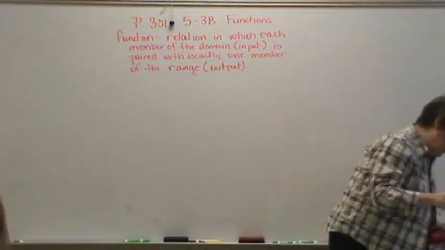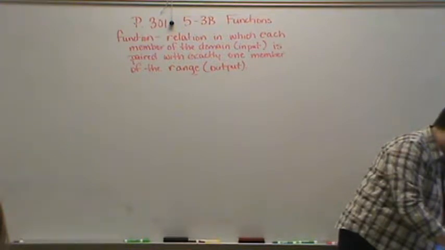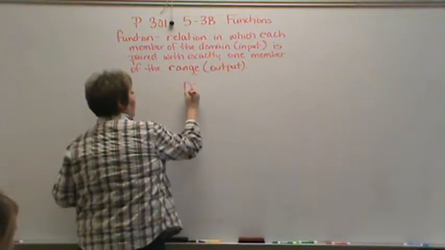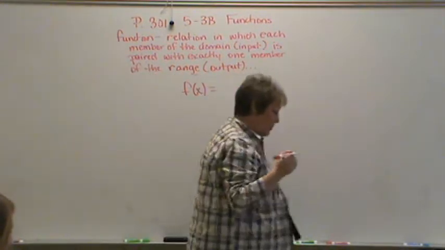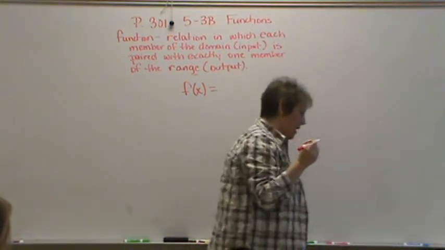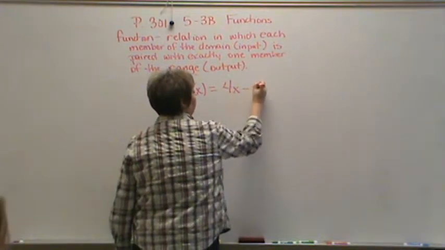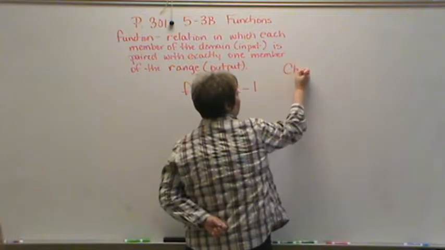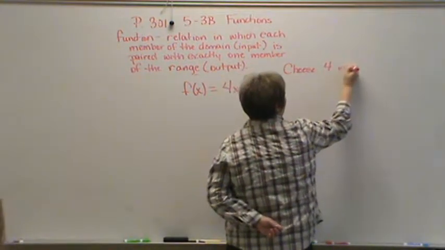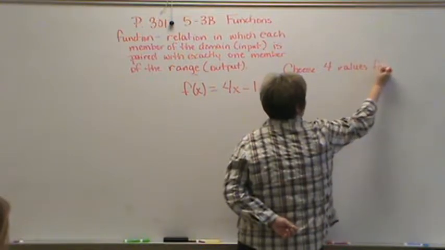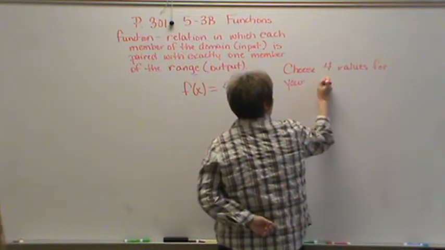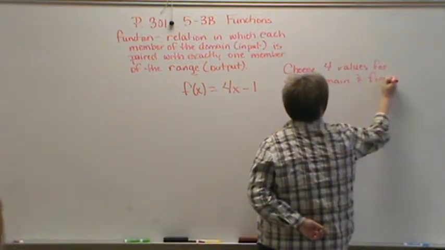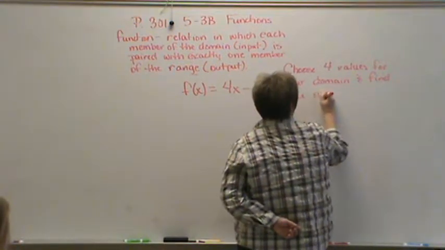So let me give you another problem. All right, here I'm going to give you the function rule. F of x equals 4x minus 1. Your instructions are to choose 4 values for your domain and find the range.